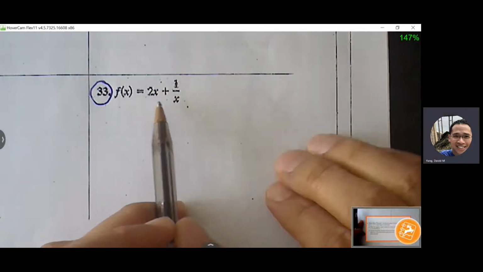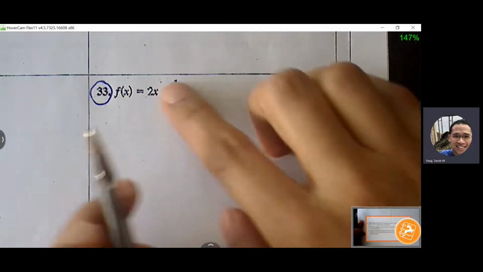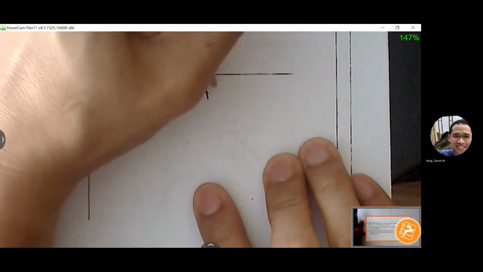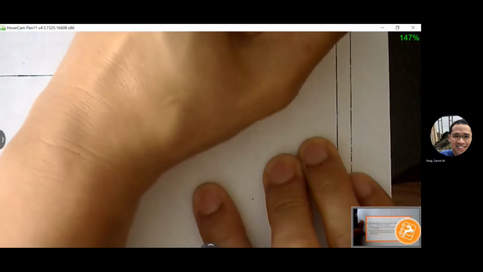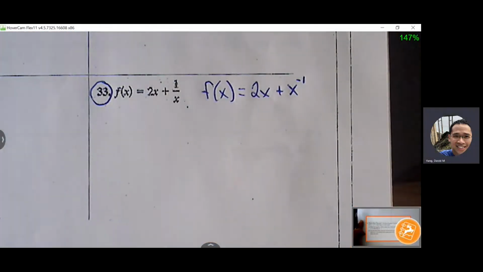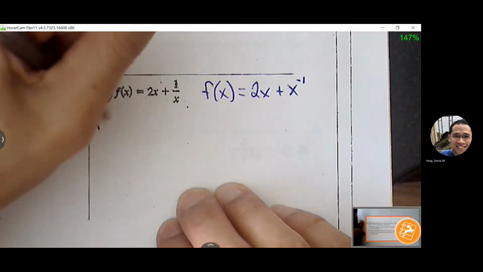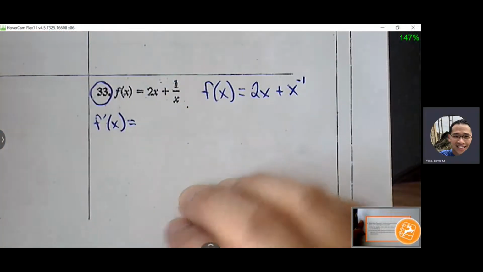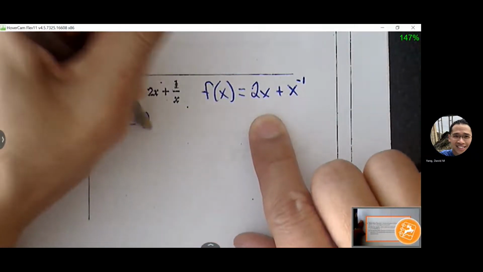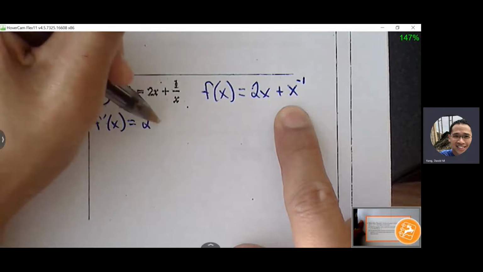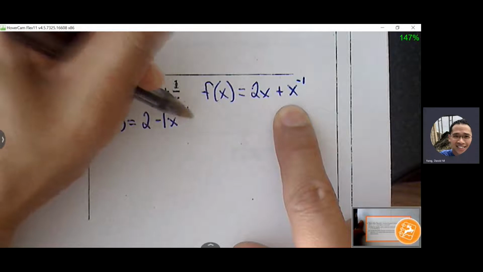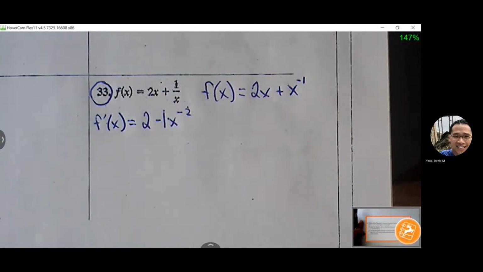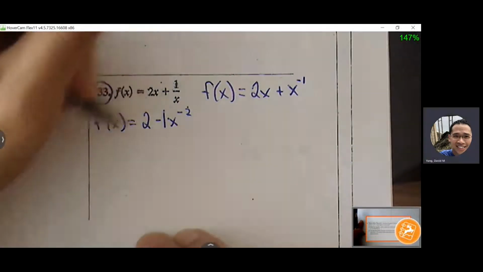Okay, so first derivative test. Let's get that second term ready for the power rule. I'll bring that x up to the top and make it x to the -1. Okay, derivative. 2x becomes... next up, what's the next term? -1x to the -2. Okay, f prime.